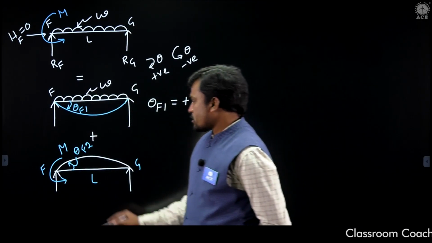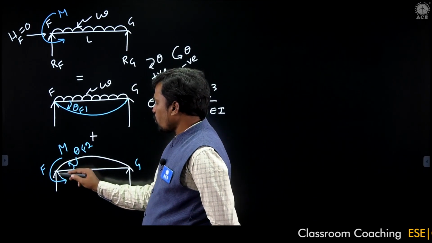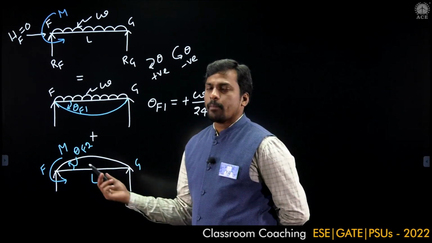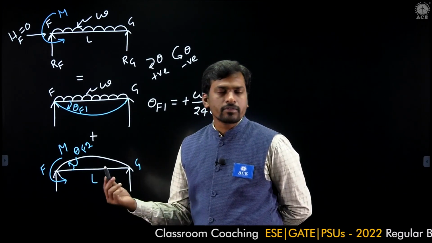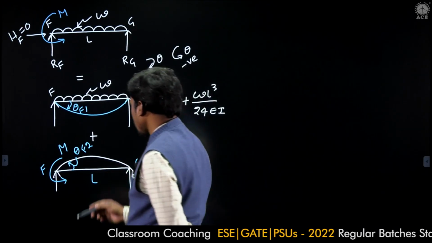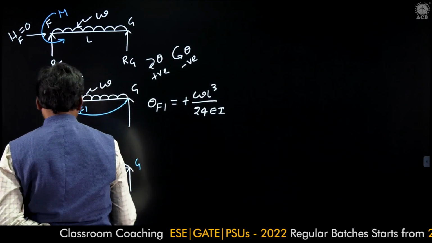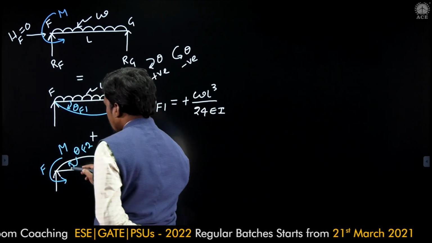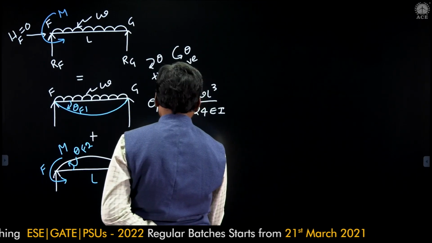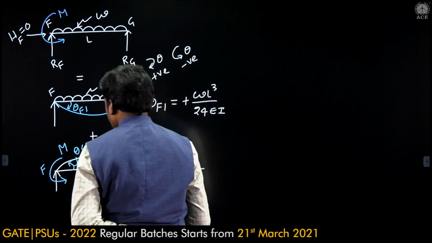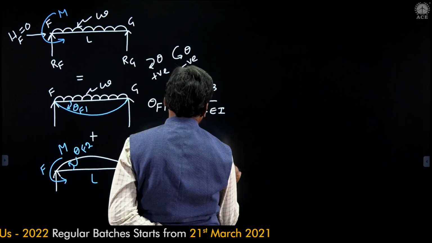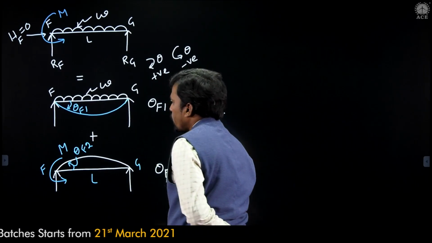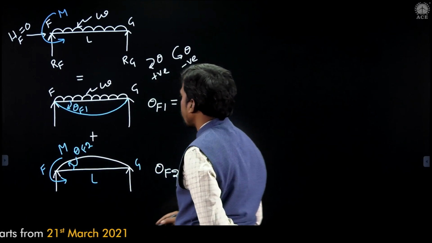Now this is a simply supported beam subjected to moment at one end. What is the slope here? ML by 3 EI, from strength of materials, please. So here theta F2, but is this clockwise or anti-clockwise? This is anti-clockwise, then negative. Then this is ML by 3 EI. Then what is the net slope at joint F, please?